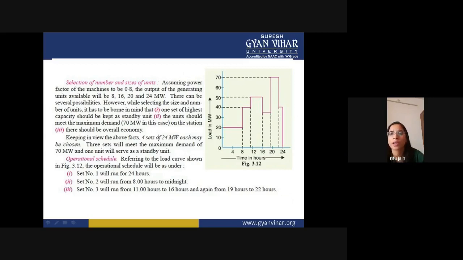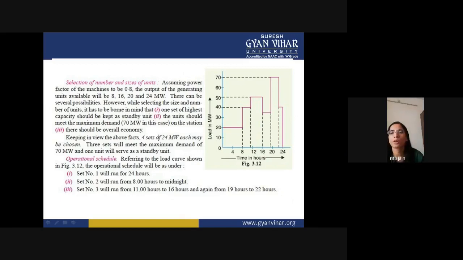If you are taking 2 sets of 24 megawatt, it will be 48, and if you are taking 3 sets of 24 megawatt units, then it will be 72 megawatt. So if you want to meet your maximum demand in a generating station, then you have to take 3 units, each of 24 megawatt.